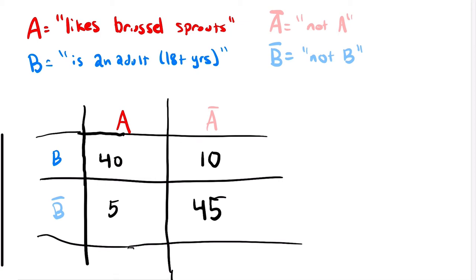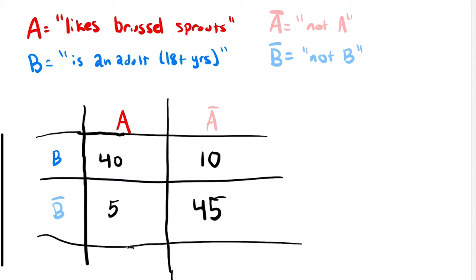So let's look at this table here at the bottom. The only combinations you can have is you either like Brussels sprouts or you don't, and you're an adult or you're not. There's no other way of looking at it. So you can create this table of all possibilities. And let's say we're looking at 100 people, 50 children and 50 adults, and we want to answer some questions about this.